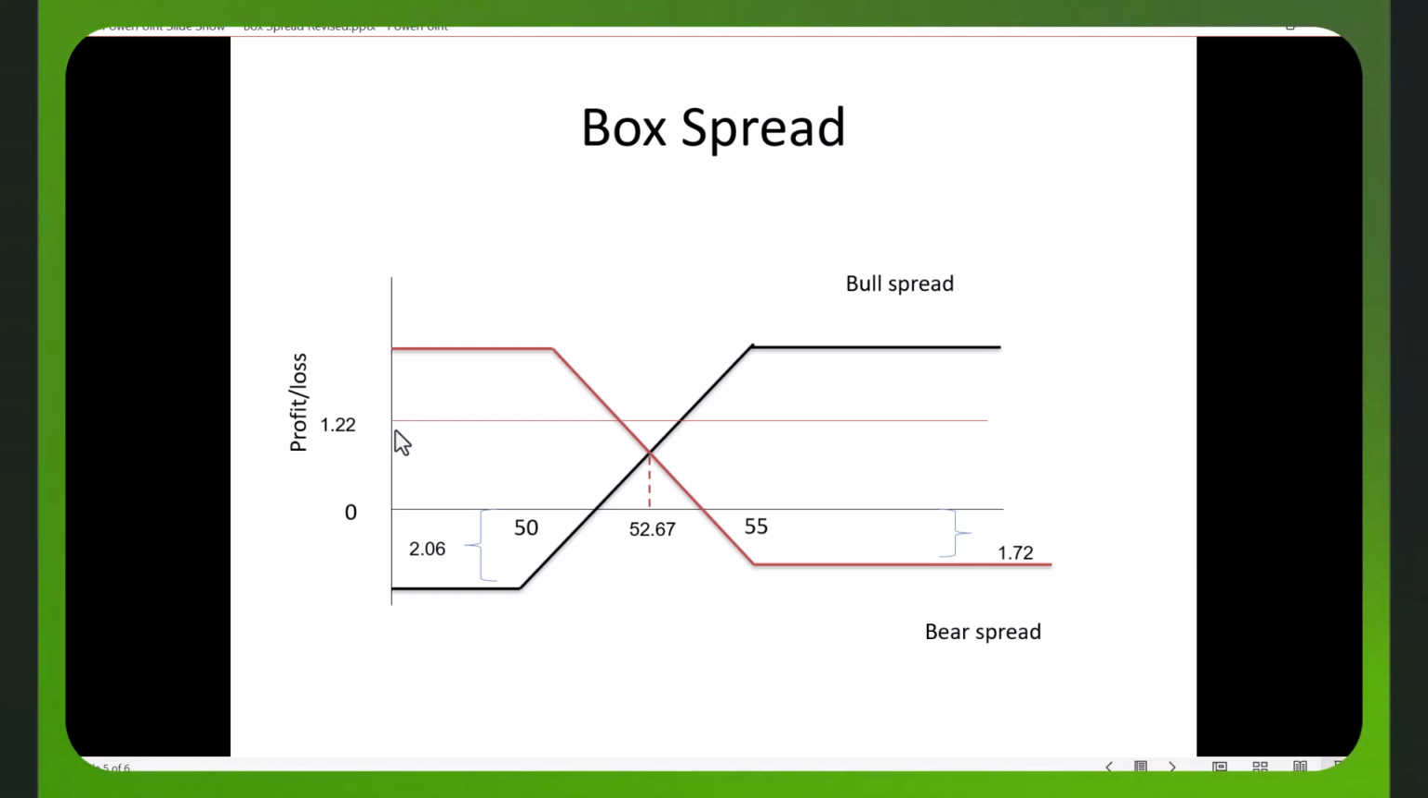And the profit in this case turns out to be $1.22. If you go back, $3.78 was the cost of the box, and the difference between 50 and 55 is $5. So 5 minus 3.78 is where we come up with the $1.22. And at any price, you'll find that the profit is $1.22.